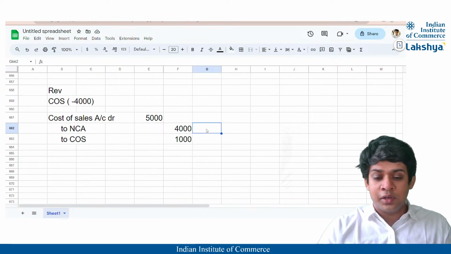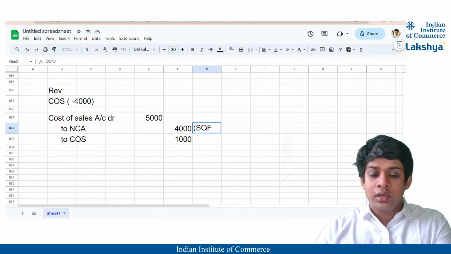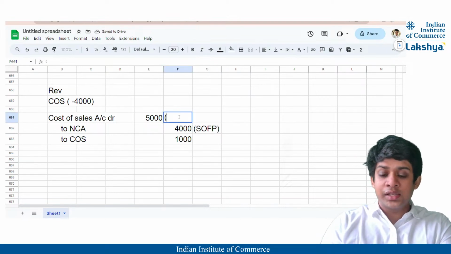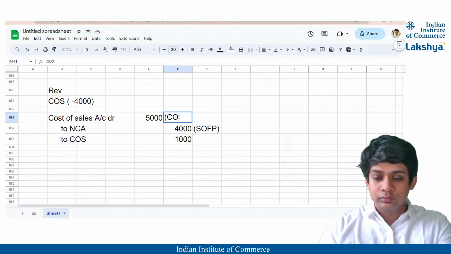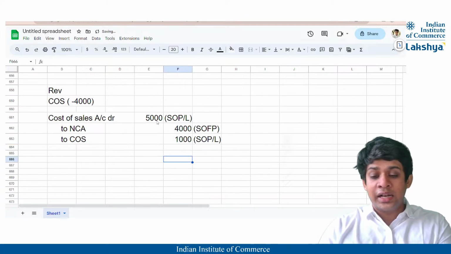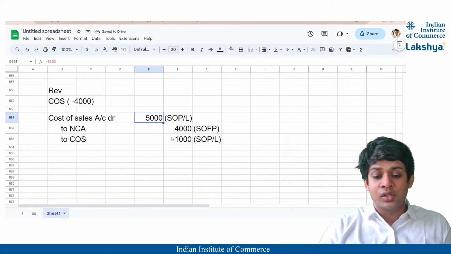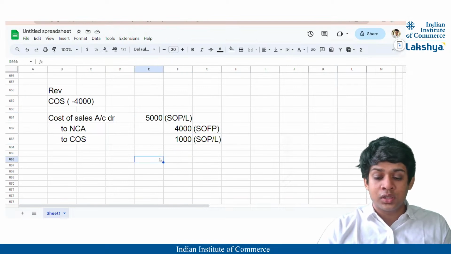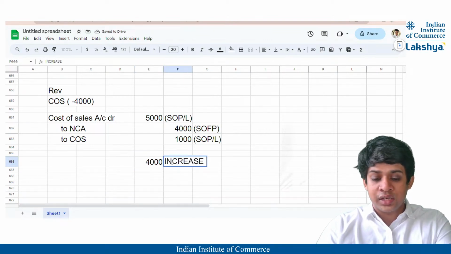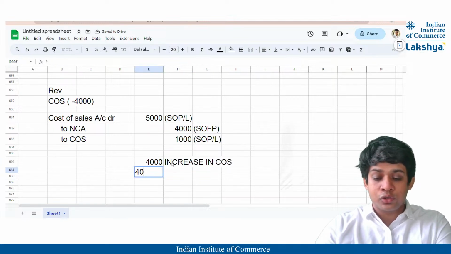This is an adjustment in the statement of financial position because of the asset, right? This is a debit to your cost of sales, that means you're increasing your cost of sales, in the statement of profit or loss. And this is a credit to your cost of sales, that means you're reducing your cost of sales in the statement of profit or loss. So the net increase in the cost of sales will be nothing but 5,000 minus 1,000, which is 4,000. Technically, it is known as either a net increase in the cost of sales, or the net reduction in profit that we are supposed to make.